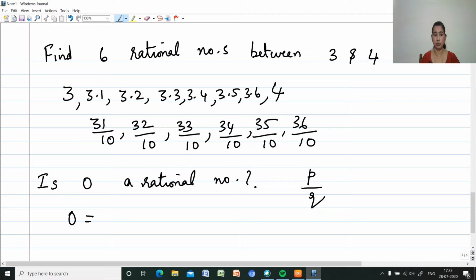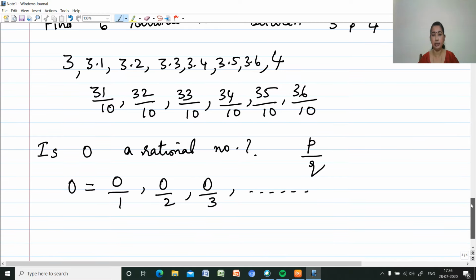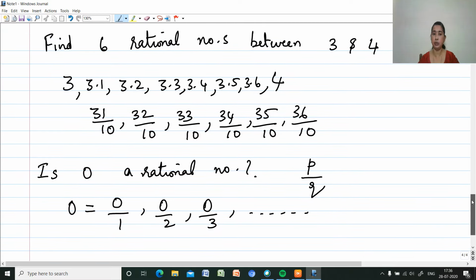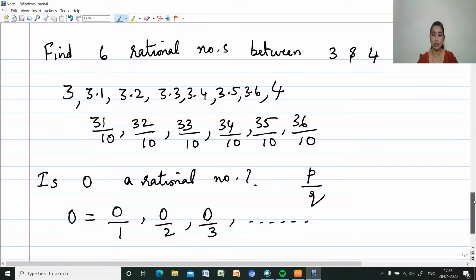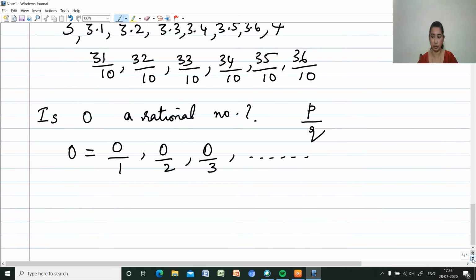How can you write 0? 0 is the same as 0 by 1. The value is 0 itself. Then 0 by 2 is 0, 0 by 3 is 0, 0 by any number is 0 itself. So you can write it in the form of the rational number P by Q. So that is about how to find the values between two rational numbers, how to find different rational numbers between two numbers, and whether 0 is a rational number or not.